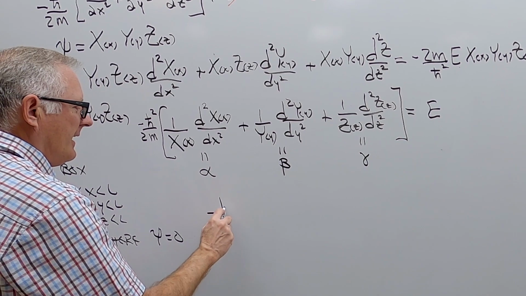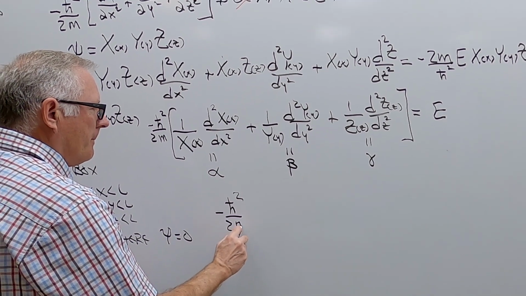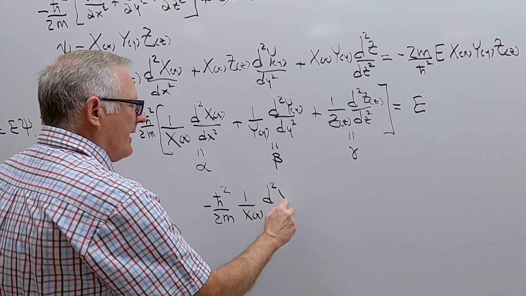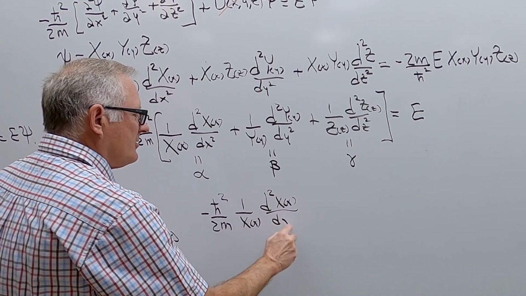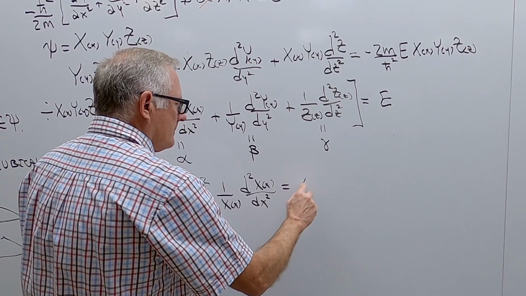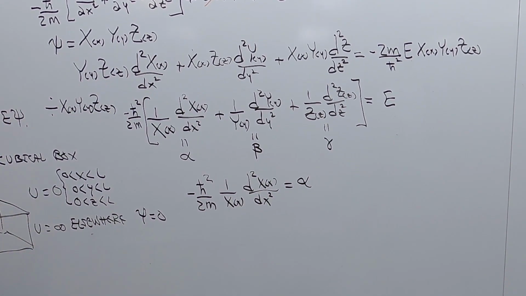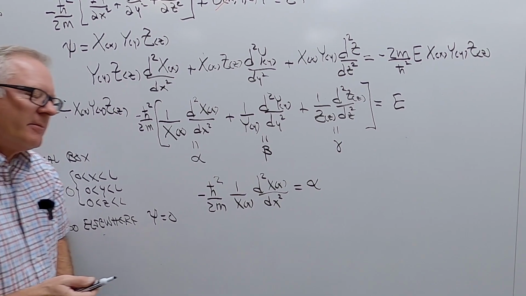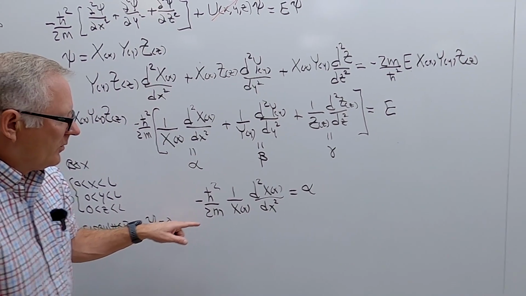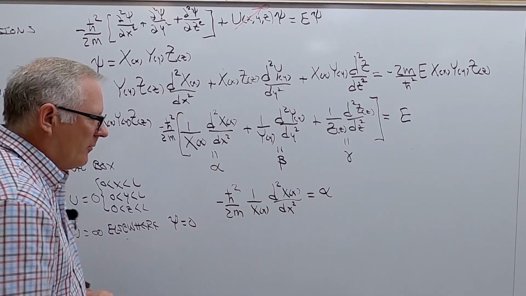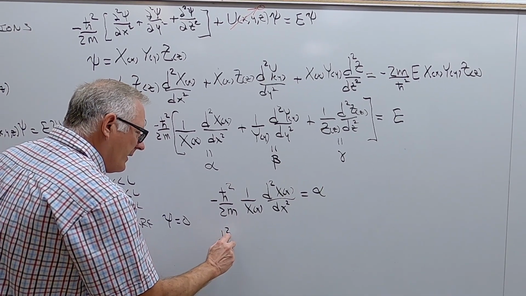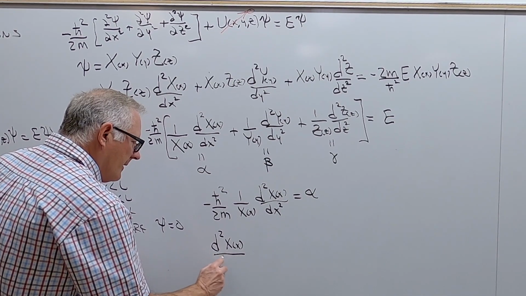So minus h bar squared over 2m, 1 over X sub x, d squared X sub x, dx squared is equal to alpha. The reason why I wanted to move this h bar squared over 2m back is because then it's going to be very much like our infinite well before. Because now, what we'll do is we'll move the 2m over h bar squared, and we'll move the X sub x over to the other side, and so we end up with d squared X sub x dx squared.